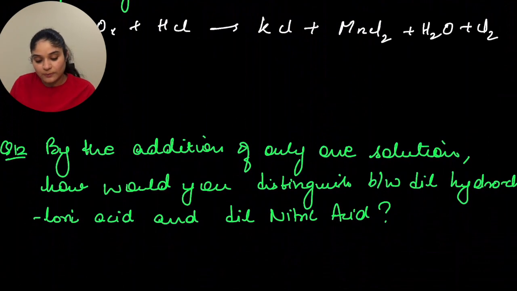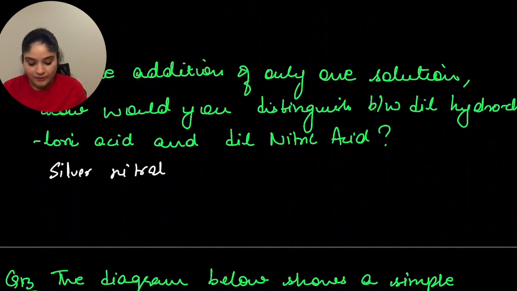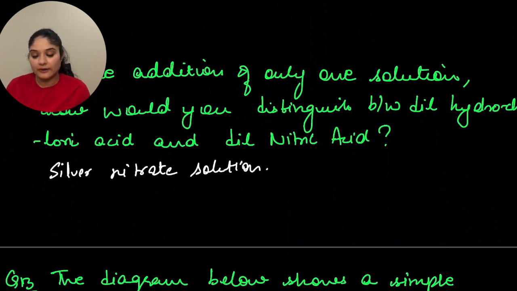Now the next question is, by the addition of only one solution, how would you distinguish between dilute hydrochloric acid and dilute nitric acid? So what solution can you use? You can use silver nitrate solution. I have also taught this in the mind map. So what happens in this case is that when you have HCl, it gives a white precipitate which is soluble in excess of NH4OH. But with HNO3, there is no visible reaction.